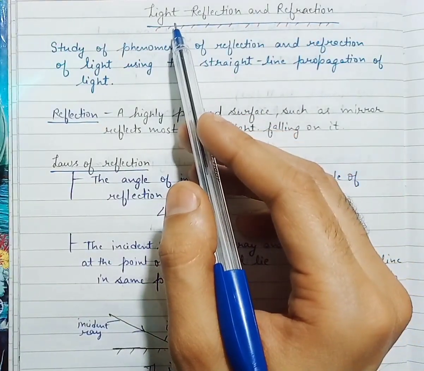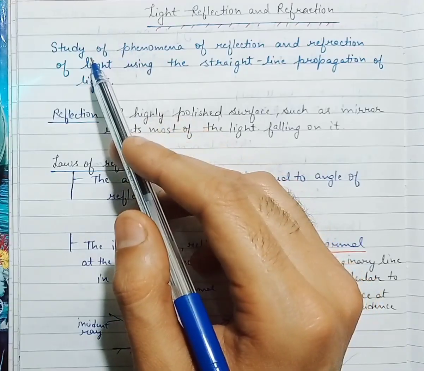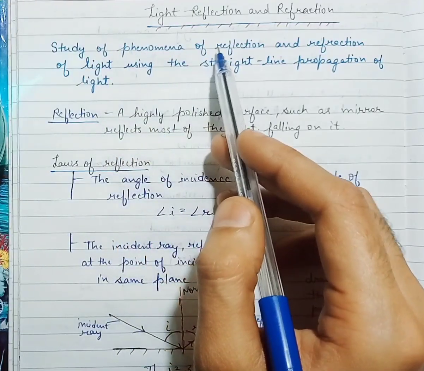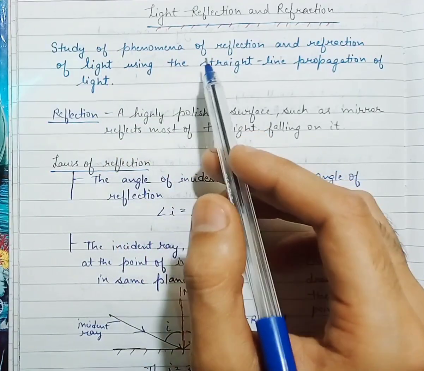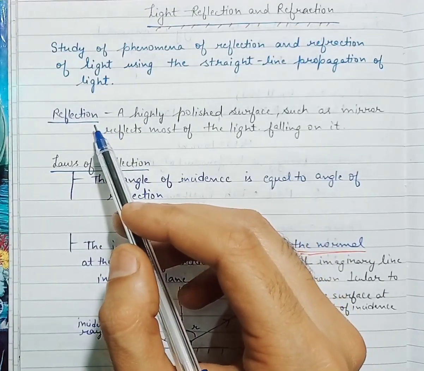So our next chapter is light. This chapter is the study of phenomena of reflection and refraction of light using the straight line propagation of light. The first point is reflection.